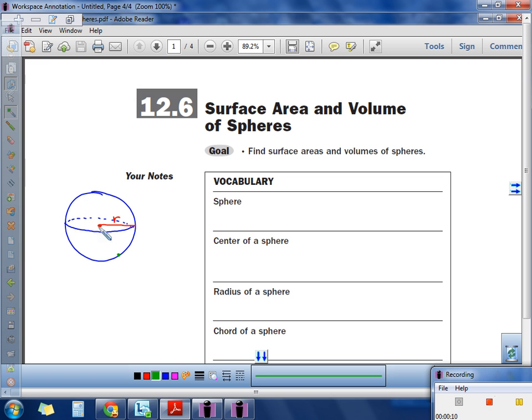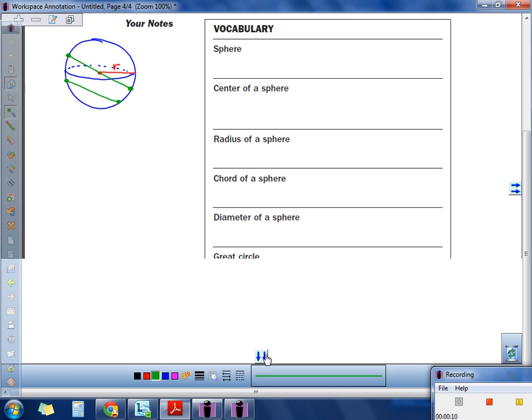Sometimes it can go through the center. Sometimes it doesn't have to. It just depends on what you're given in the problem. So once again, it could come from one point on the sphere to another. It could go through the center. If it goes through the center, it's called a diameter. So a lot of those things you've seen before. So I just mentioned diameter. It's going to go through the center.